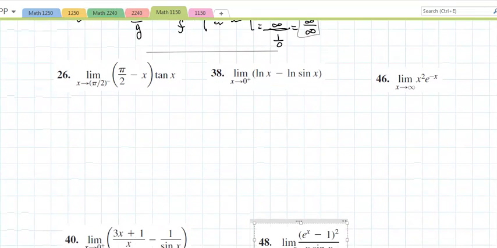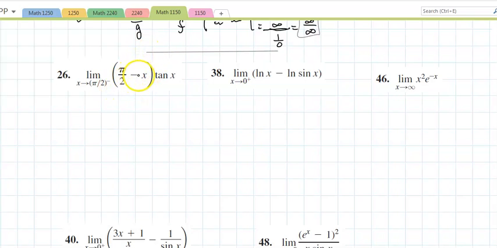Number 26, I take the limit as x approaches pi over 2 from the left, so pi over 2 minus pi over 2 is 0, and tan of pi over 2 is infinity. So I need to manipulate this algebraically before I apply the limit. What I could do, either one of two things, since cotangent and tangent are easy to manipulate, meaning I could say that's over the cotan of x, and now pi over 2 minus pi over 2 is 0, and cotan of pi over 2 is 0, I could apply L'Hopital.